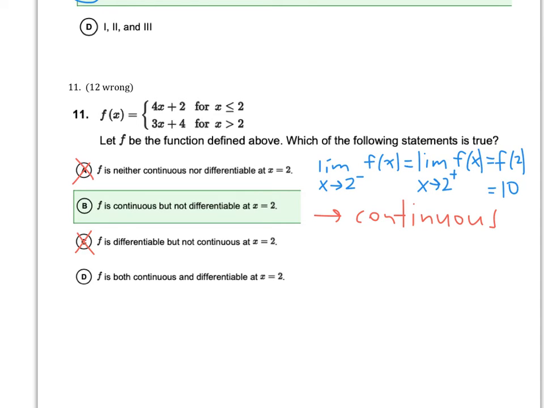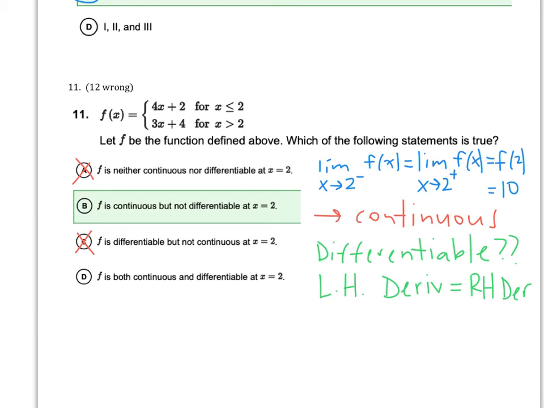So what does it mean to be differentiable? Okay, so that's our next step. Is it differentiable? All right, well, in order to be differentiable, the left-hand derivative has to equal the right-hand derivative. Okay, well, the left-hand derivative, f prime of x, is equal to 4. The right-hand derivative, f prime of x, equals 3. We get those from up above here, left-hand derivative, and then the right-hand derivative.